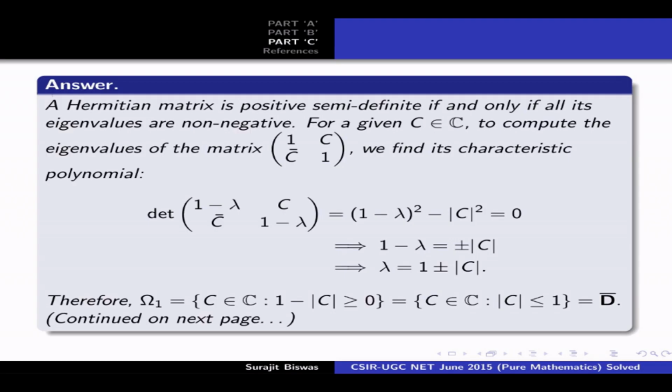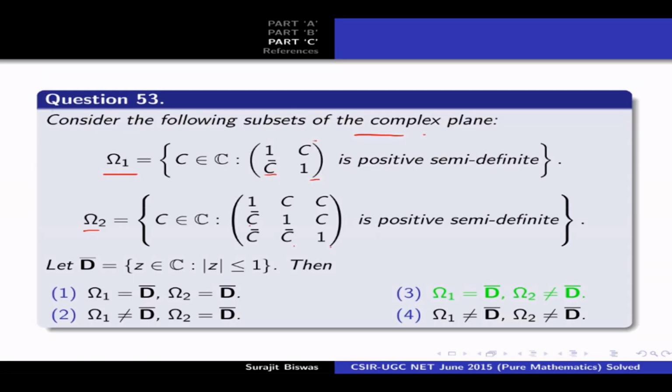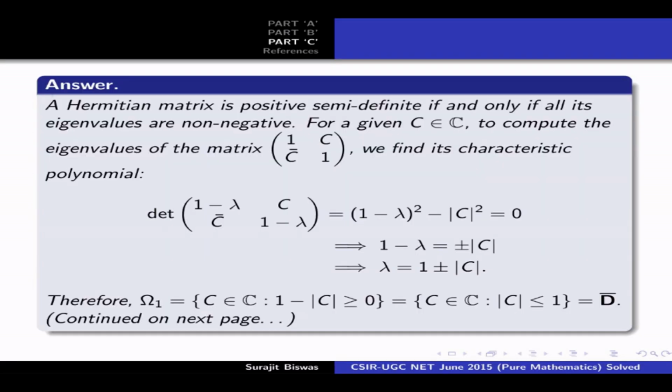Note that both these matrices in Omega 1 and Omega 2 are Hermitian. Therefore a Hermitian matrix is positive semi-definite if and only if all its eigenvalues are non-negative.